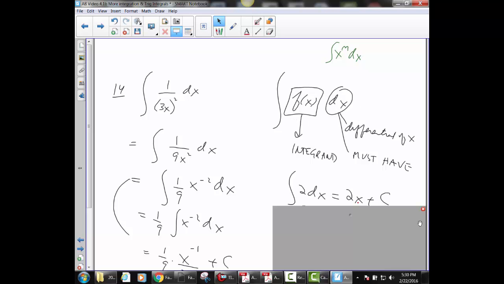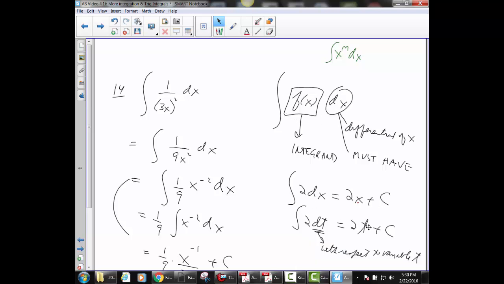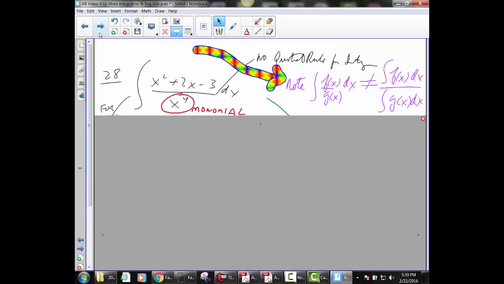It's just reminding you again, this is called the integrand. This is called the differential of x. You've got to have that there, because remember, the integral of 2 dx is 2x plus c, but the integral of 2 dt is 2t plus c.